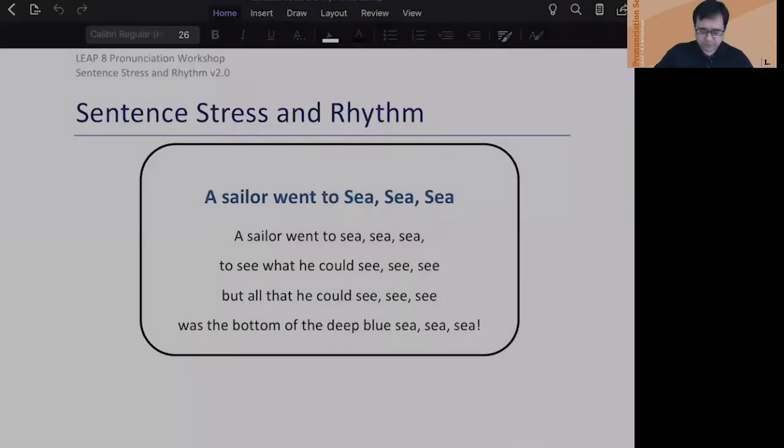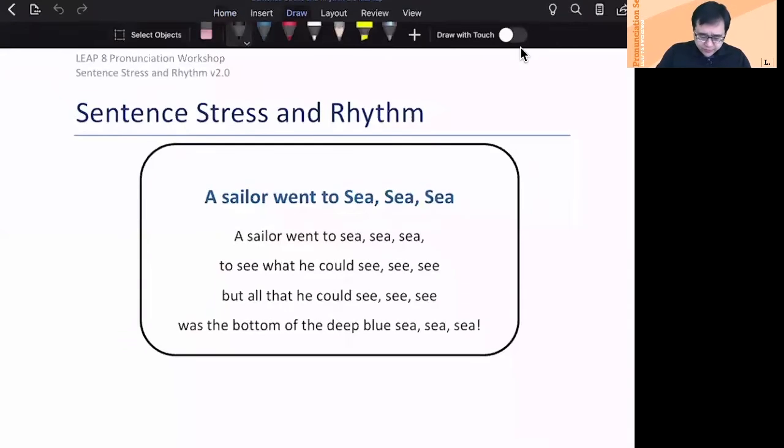So let's take a look at the rules of sentence stress as well as ways that we can practice it. So in the poem that we read earlier, we had certain words that we emphasized. We emphasized a sailor went to sea. Why did we choose these words? We didn't emphasize every word. It'd be very strange if we did. Sailor went to sea. Very odd. We only picked certain words.